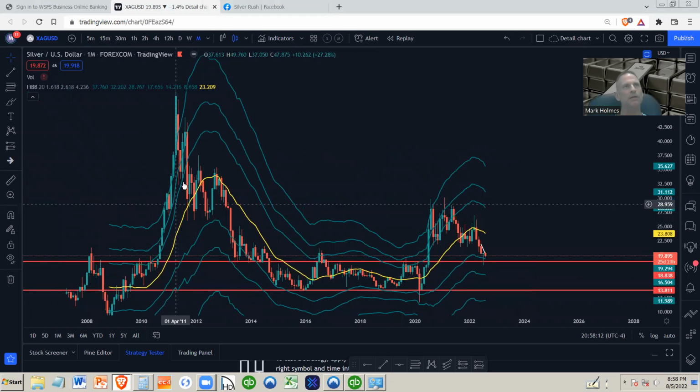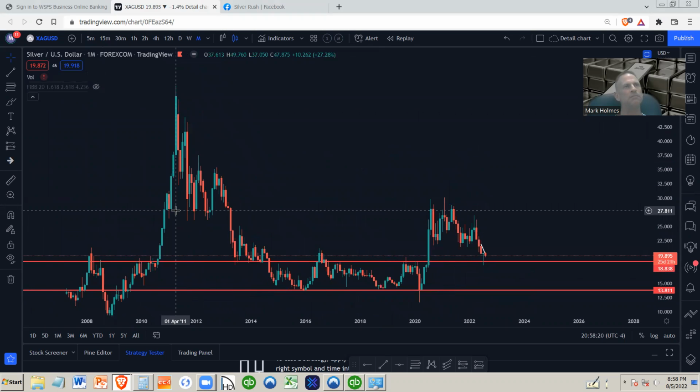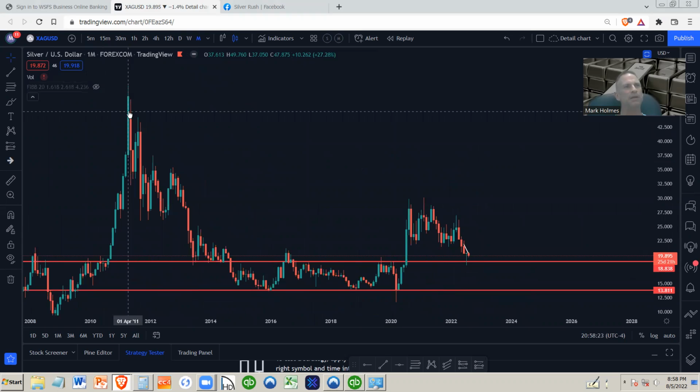So back here, let me get rid of these Fibonacci Bollinger Bands to make it a little easier. Back here at this big candle, April 1st, 2011, you can see it goes on from there. So that's what, 11 years ago. So now this is a longer timeline, and that's kind of what people are looking at right now.